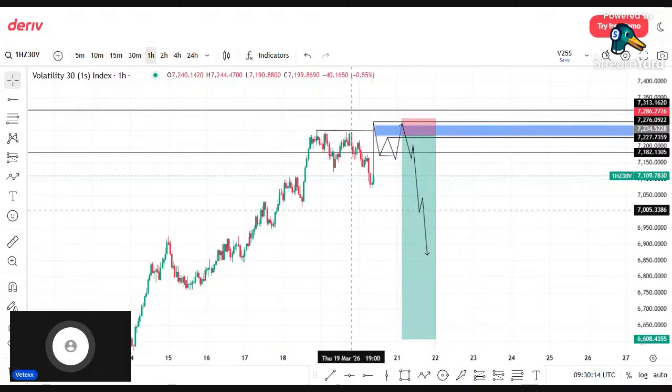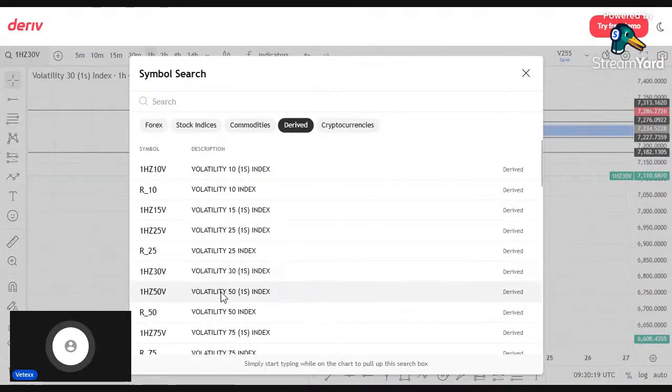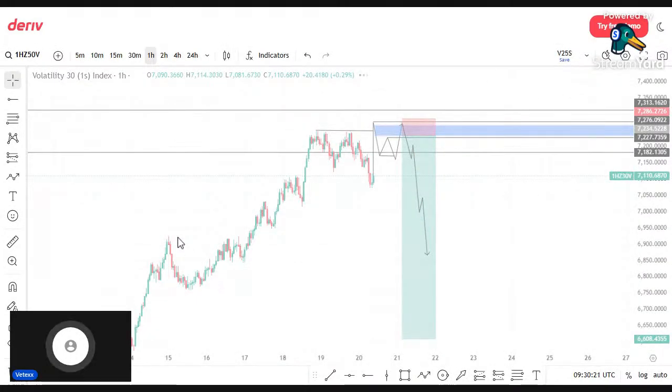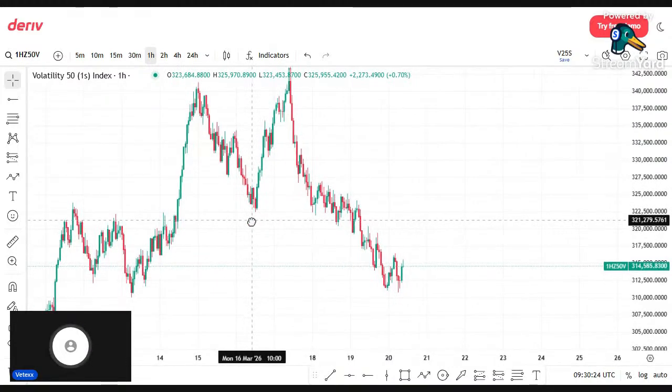So the next pair we'll be checking now is what? Let's see. It's V51 index. What do we have on V51 index? Let's check it out.